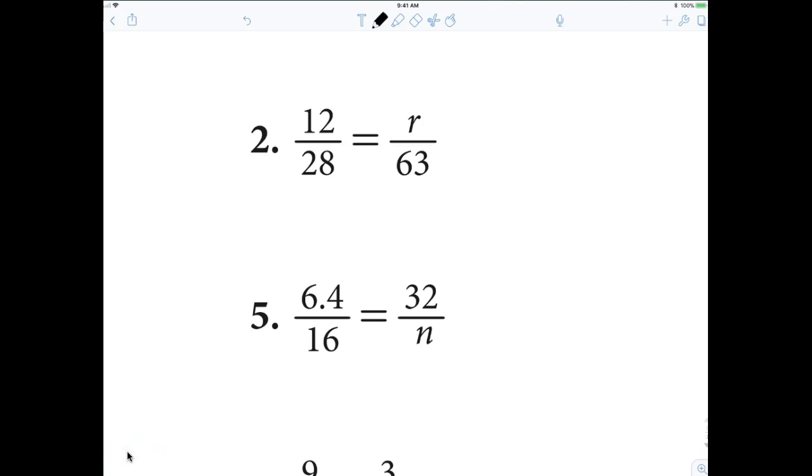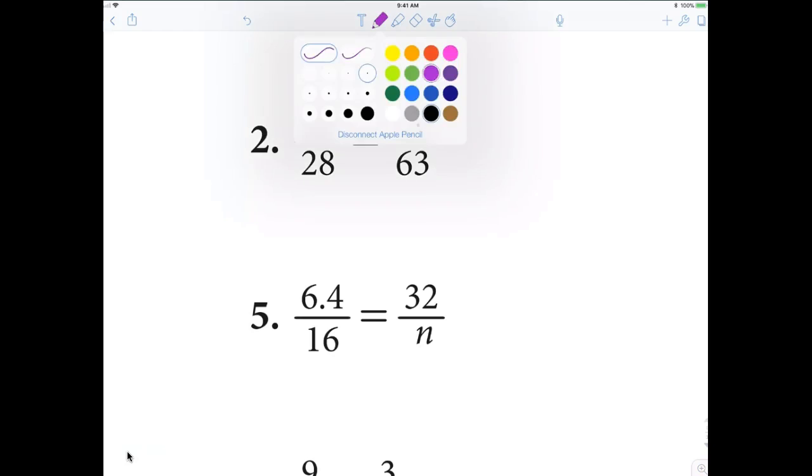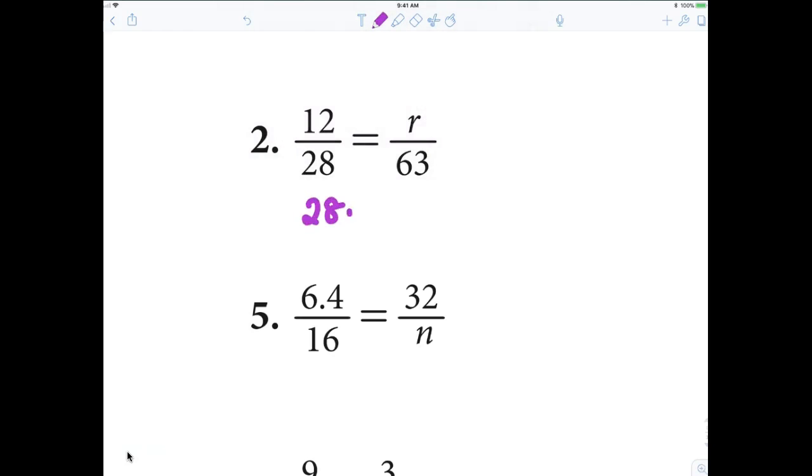All right. Now, the other technique, what I want you to do is, and I'm okay with you using a calculator today. All right. So here we go. But here's what I want you to do for the calculator. The only way you're allowed to use the calculator, you got to listen to me, is you're going to cross multiply. When you cross multiply, you're going to get 28R. Now, somebody tell me what 12 times 63 is.